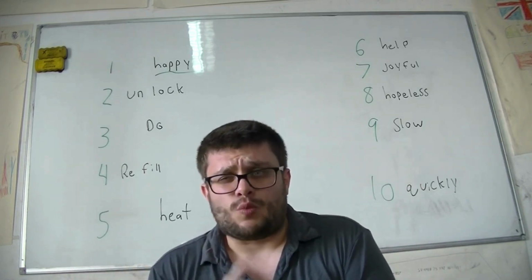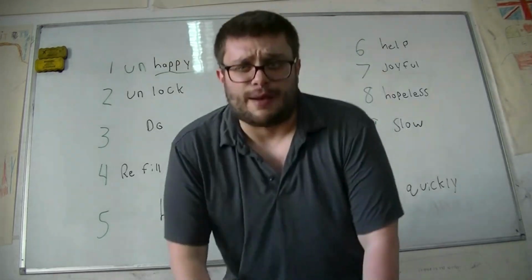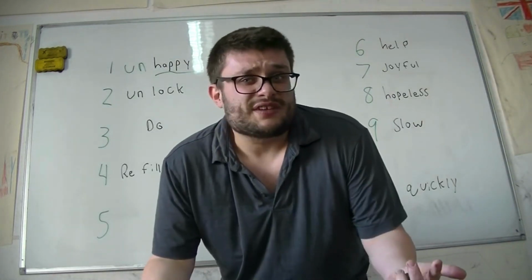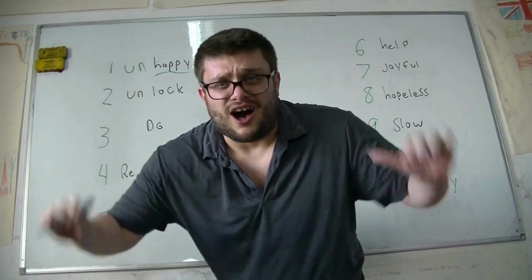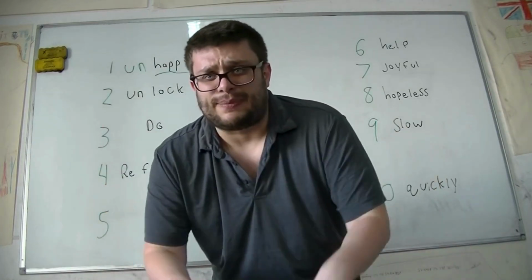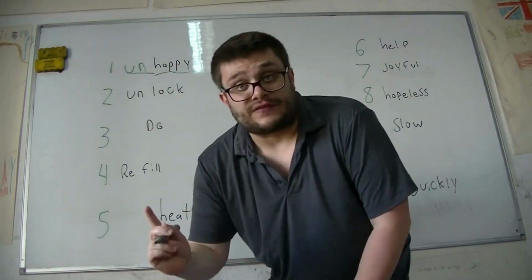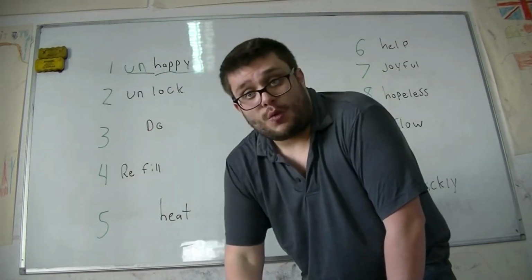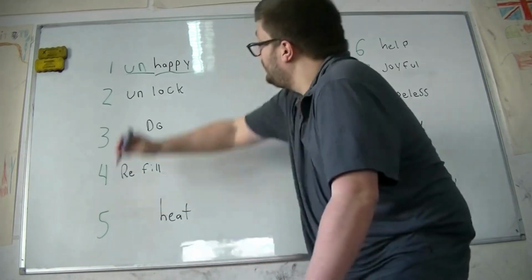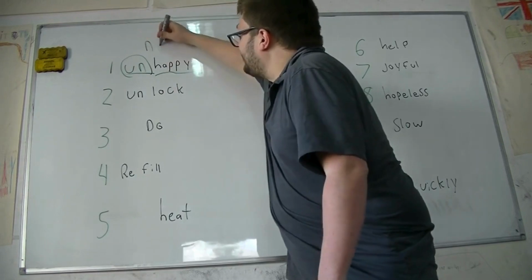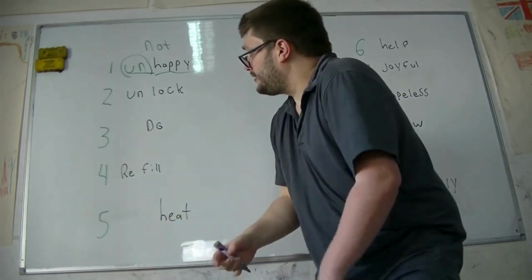Now, I'm going to do something to happy. I want you to tell me what this means. What if I put a un at the beginning of happy? What does unhappy mean? Yeah, unhappy means not happy or sad. So, this is called a prefix. We can put it at the beginning of a word, and it adds more meaning or a different meaning to it. If we use un, it means not. So unhappy is not happy.